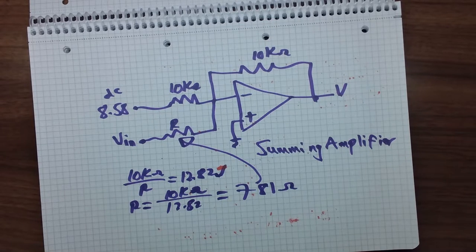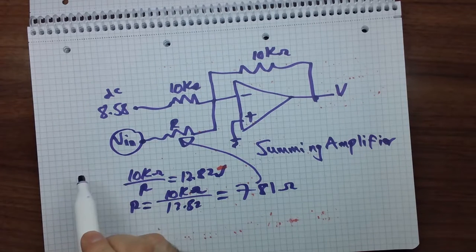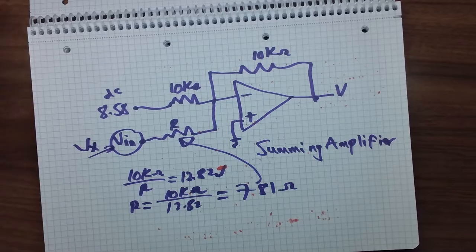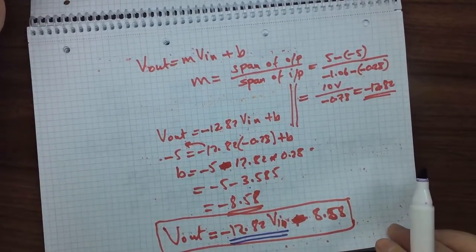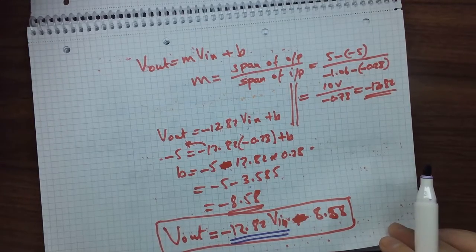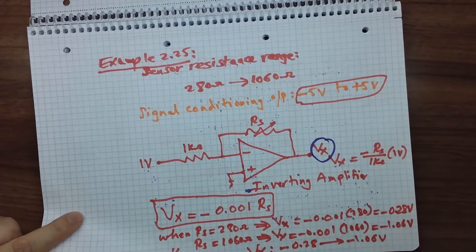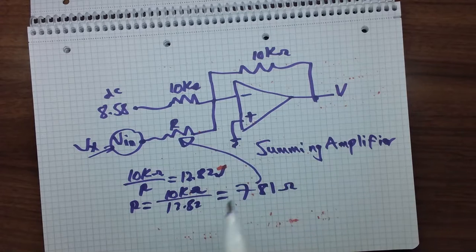But this Vn, where does it come from? Actually from Vx, from the previous circuit. This is Vx. This Vx here should be connected to this Vn. This is the solution of this example.